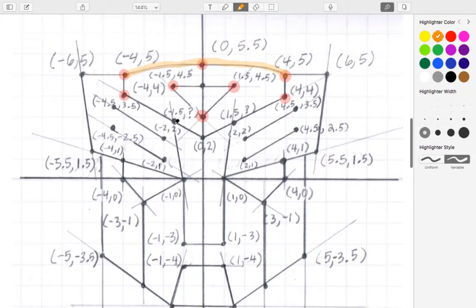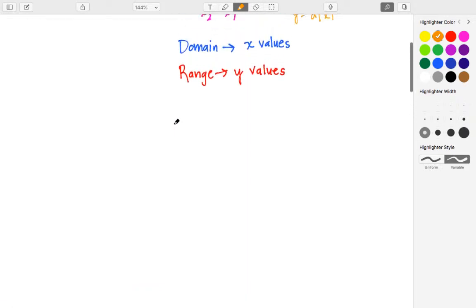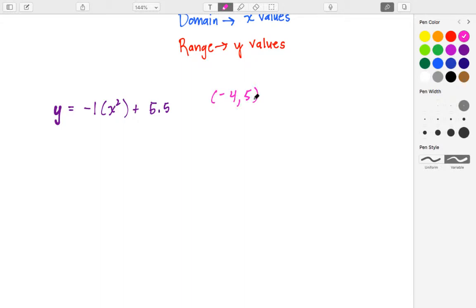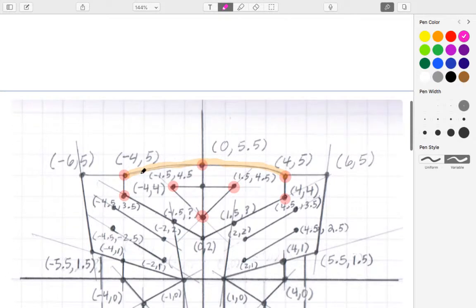All right, so let's go back here and write in what we currently have. Let's change this to purple. The equation that we already have is y equals, let's change the size here, y equals, and I'm going to be explicit, -1 x to the second plus, and the shift that we placed here was 5.5. The point we're going to use is the -4, 5, again, which we've shown to be this point here.